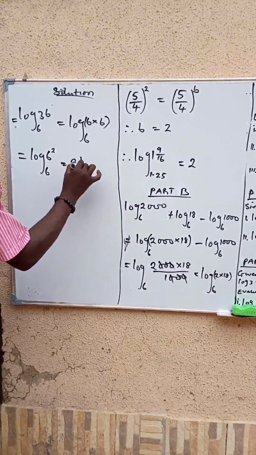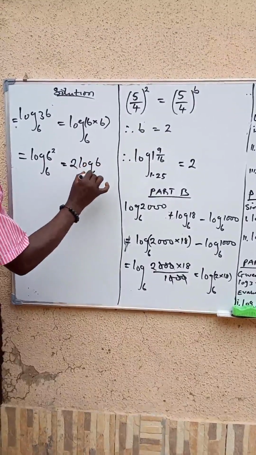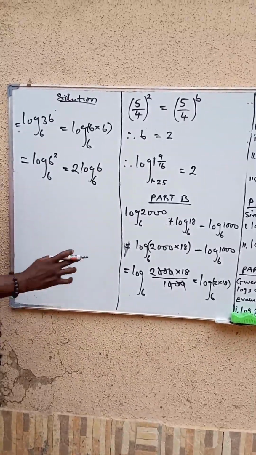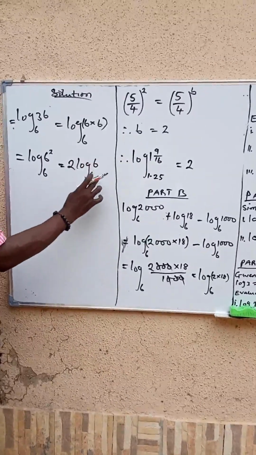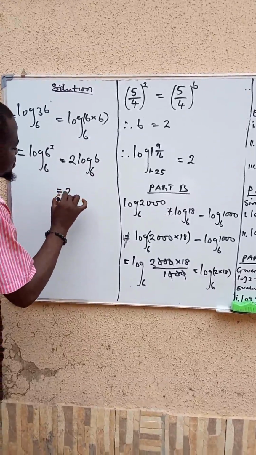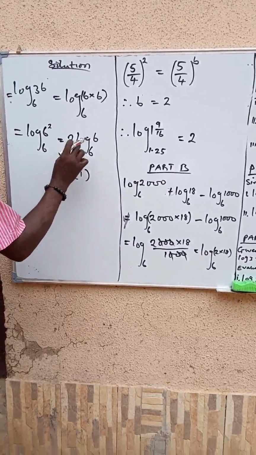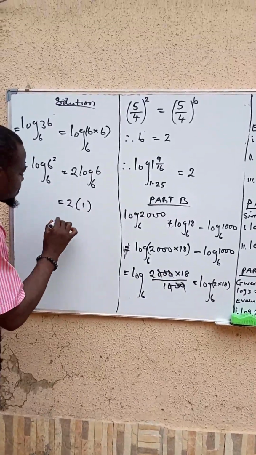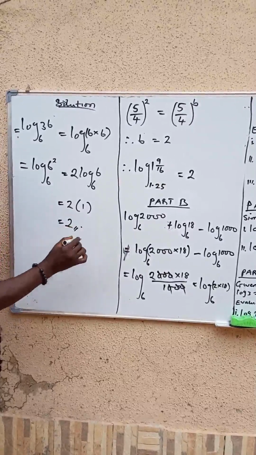2 log 6 to base 6. And log 6 to base 6 is having the same value. We say that logarithm to its own base is 1. So in that case, I can say 2 into the bracket of 1, because log 6 to base 6 is 1, which is equal to 2. So this is the answer.